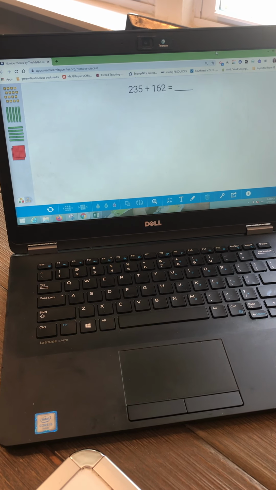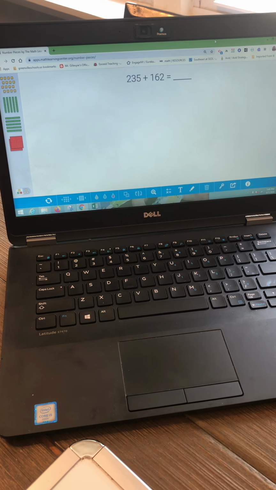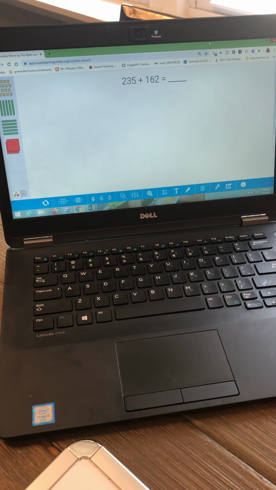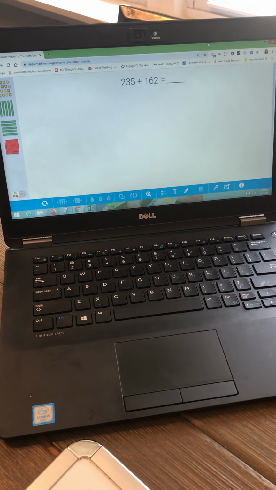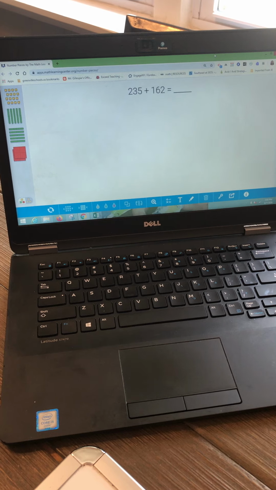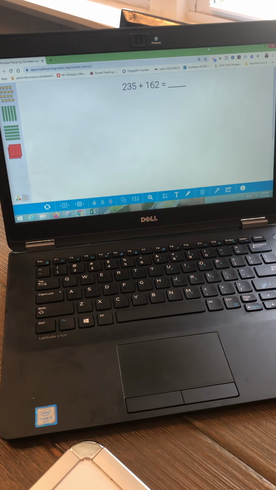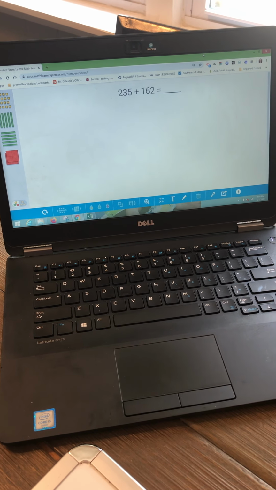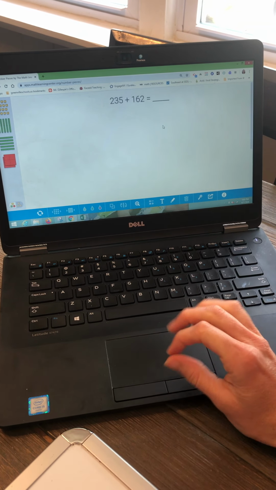Today we are going to talk about adding numbers up to 1,000 without regrouping. So you have already learned how to add and subtract up to 100. You have also learned the place value of numbers up to 1,000. So we're going to use those skills to help us when we add numbers that are larger than 100. So our sum is going to be over 100 today.